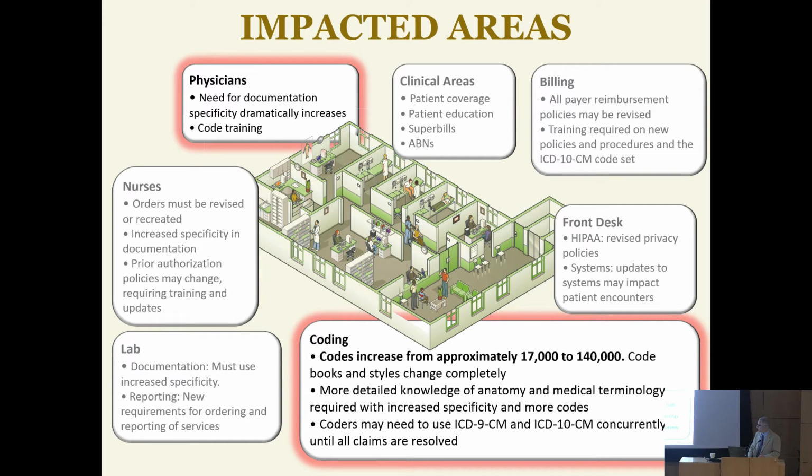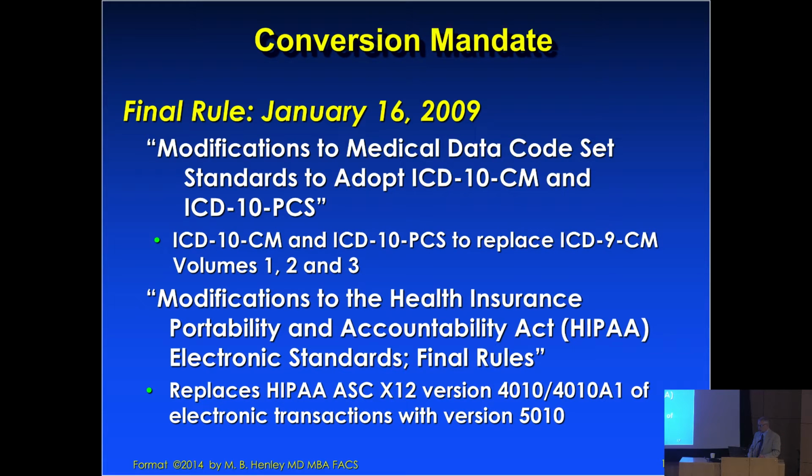You can see that it says that the codes increase a lot. You need more detailed knowledge of anatomy because these codes are very anatomically precise, and the university will be using ICD-9 and ICD-10 concurrently until ICD-10 is implemented. ICD-10 was mandated in 2009. This was not part of Obamacare, but due to this bill, the modifications to the medical data code set in 2009, and ICD-10-CM and PCS, which is the hospital billing side, analogous to CPT, replace ICD-9 at that time.